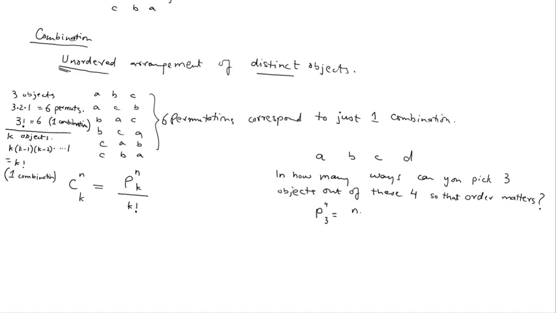So that will be 4 factorial over 4 minus 3 factorial, which is 1 factorial. So you'll just get 4 factorial, which is 24. Yes, sir. Okay.